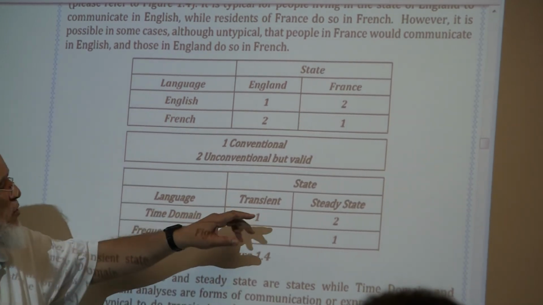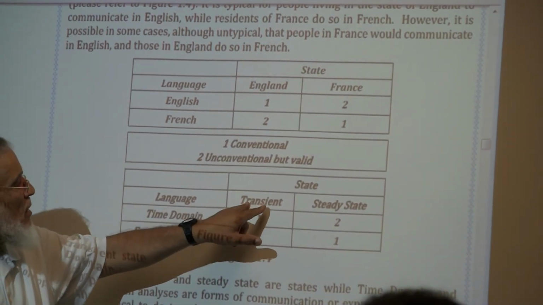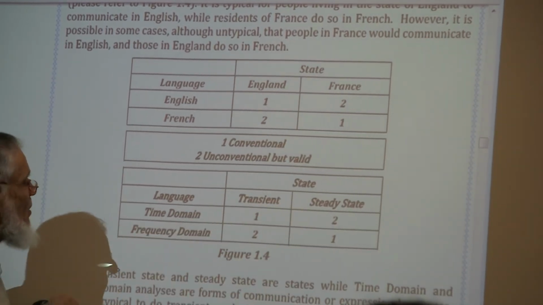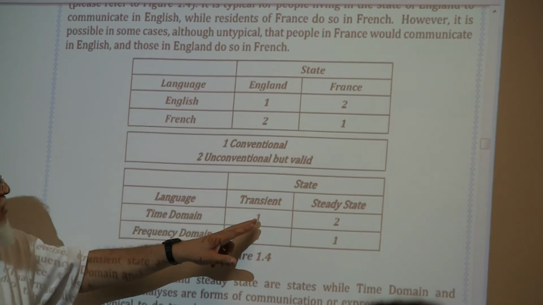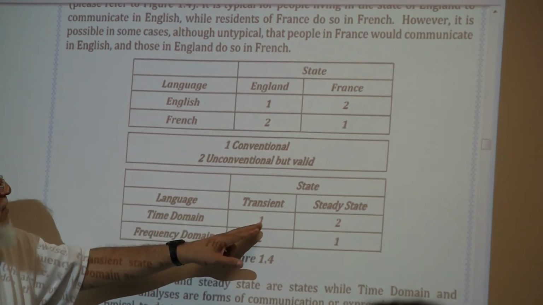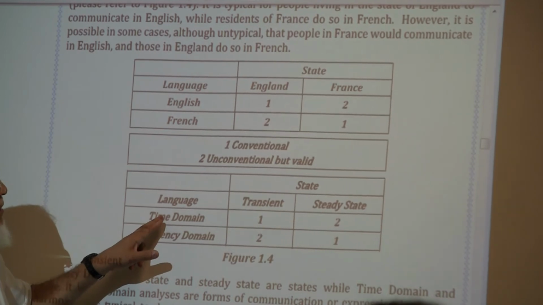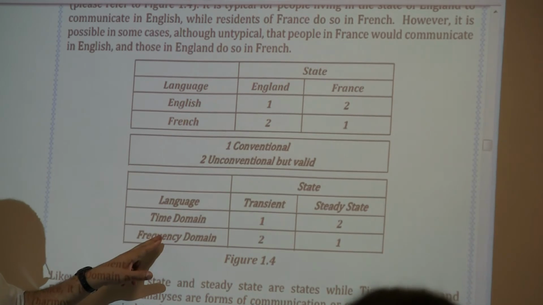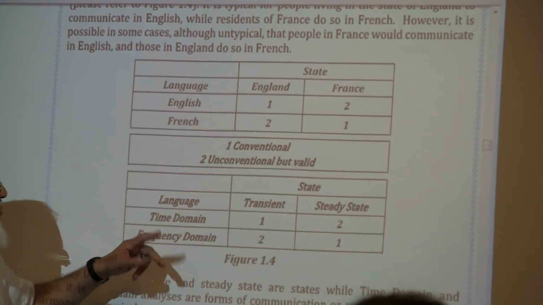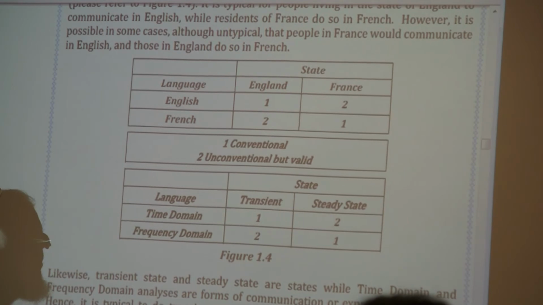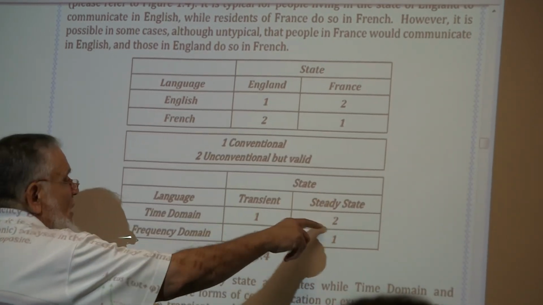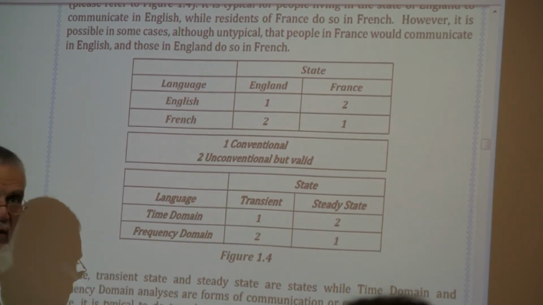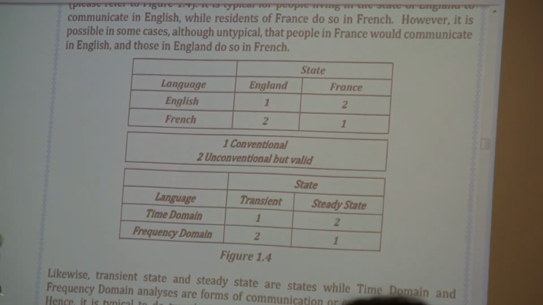We've got two possible states that we need to work with: signals or systems that are in transient state, or systems that are in steady state. It's conventional to express signals and systems in the transient state in the time domain, and signals and systems in steady state are conventionally expressed in the frequency domain. But occasionally we need to do the other. Occasionally we need to do a steady state analysis and express it in the time domain, or we need to do a transient analysis and express it in the frequency domain.